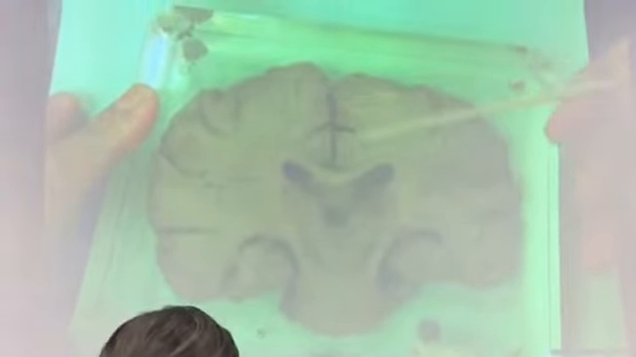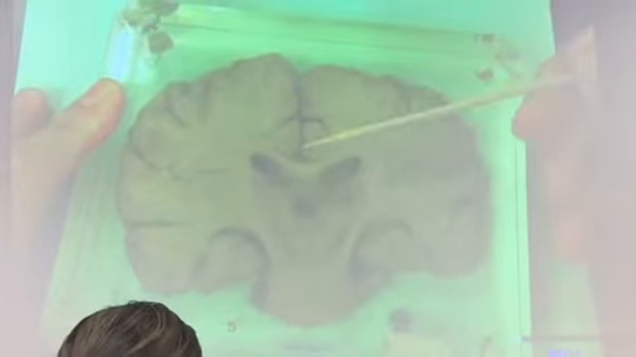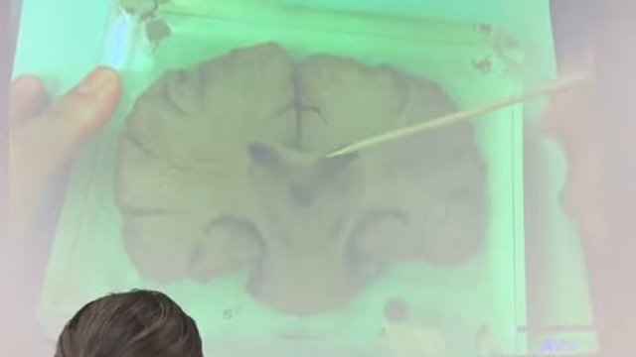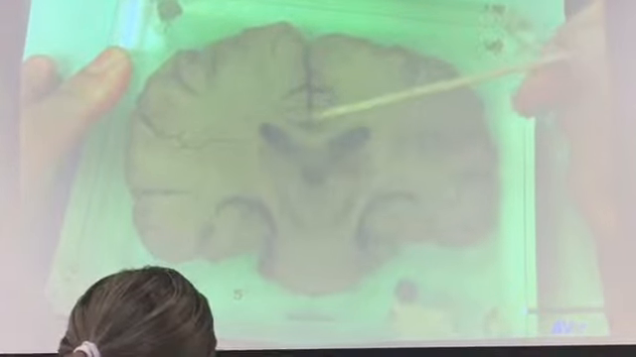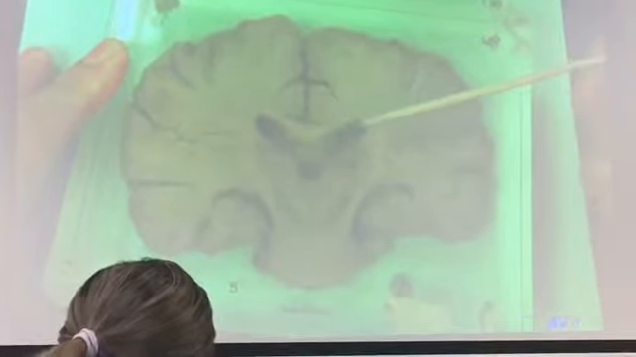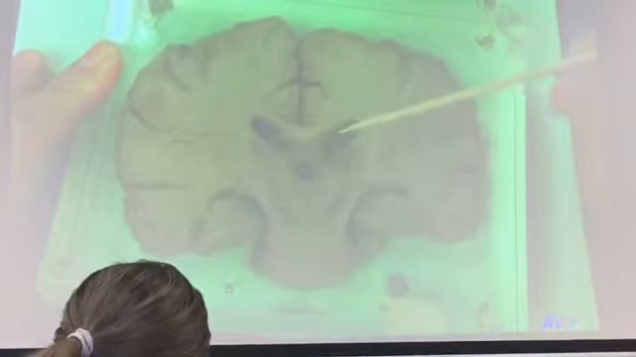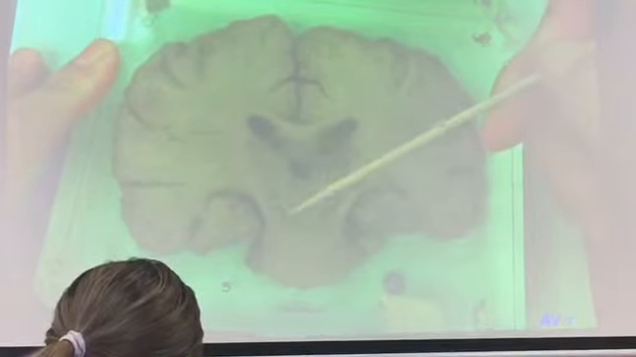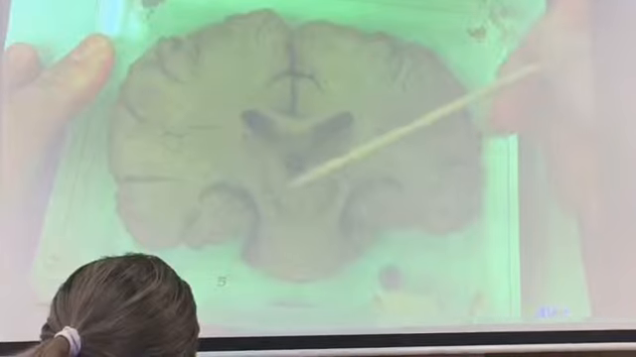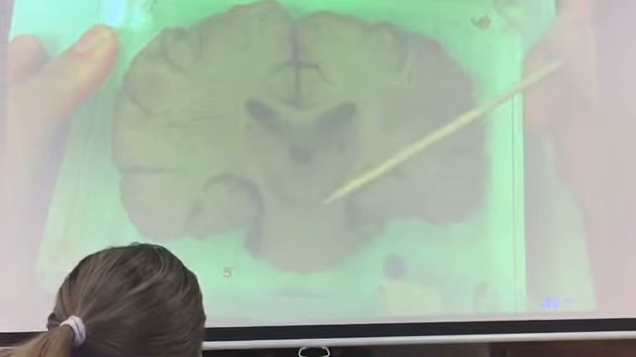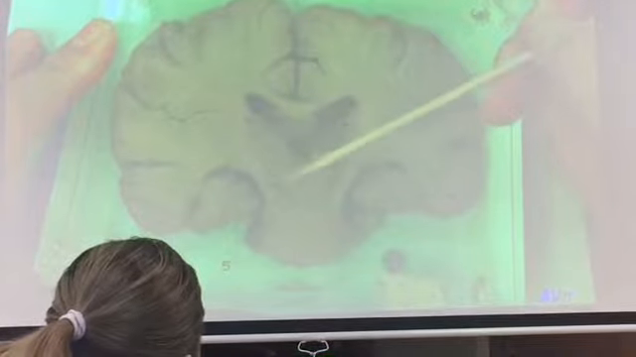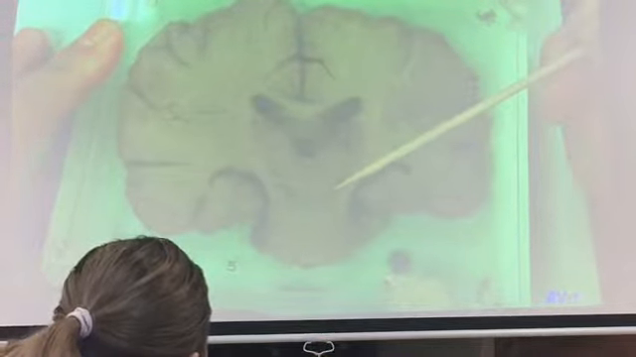Longitudinal fissure. You really can't appreciate the interconnectivity of this structure. Corpus callosum. Lateral ventricles, yes? What's this dark little smile right there? I wish it was a little darker, actually. That's the substantia nigra.